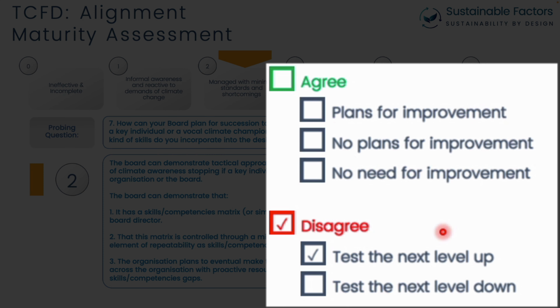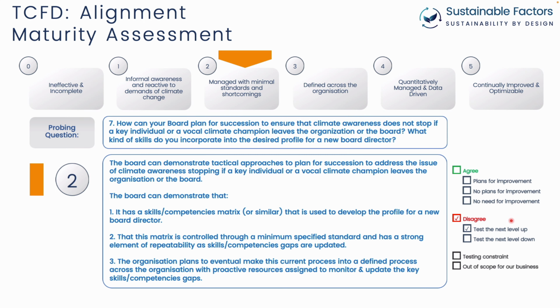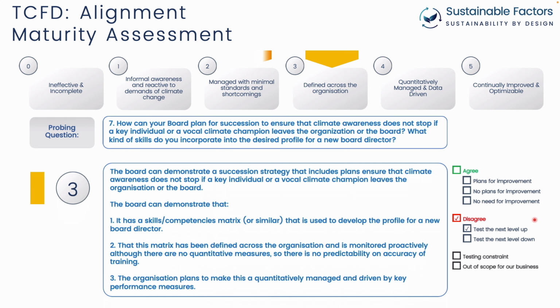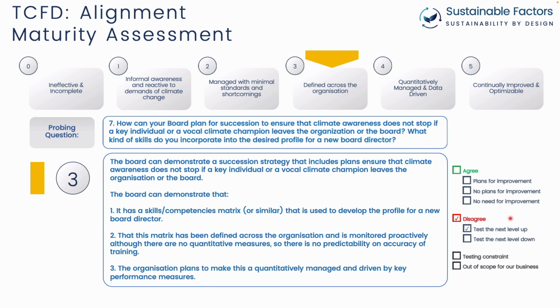We then go ahead and test the next level up, which is maturity level 3. Now over here in level 3, the board can demonstrate a succession strategy. Okay, this is the first time that a succession plan falls within a defined process, where that matrix has been defined across the organization and is proactively monitored. However, there are limitations in that there are no quantitative measures driving the information gaps on talent. Hence, there is a lower level of predictability in terms of how effectively that climate talent has been preserved within the organization. And once again, we'll test the next level up here.